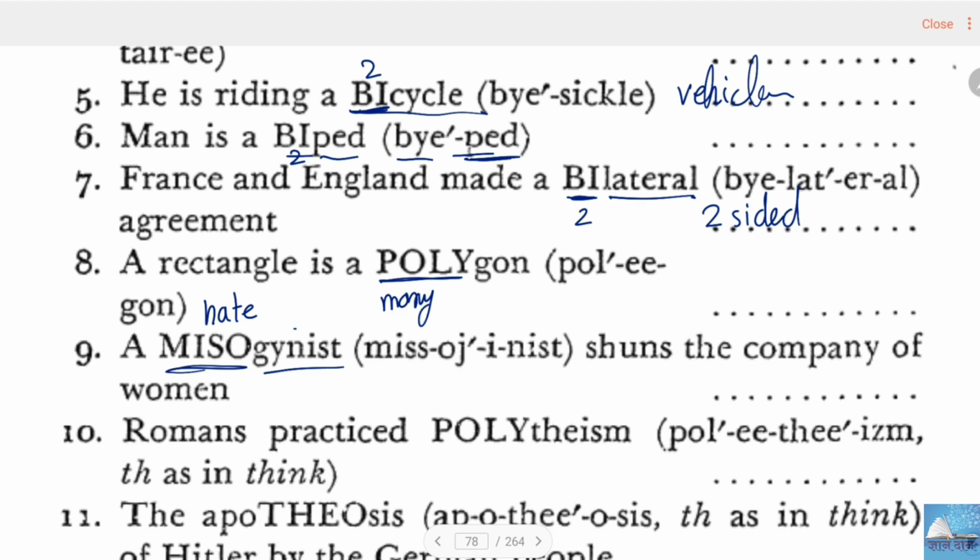Number 10. Romans practiced polytheism. Polytheism. The th as in think. Poly means many, and theism, you can relate it to atheism. So it's belief in many gods.